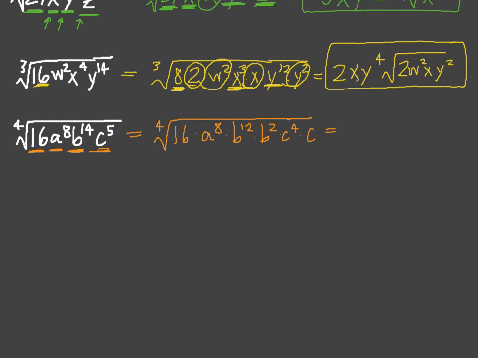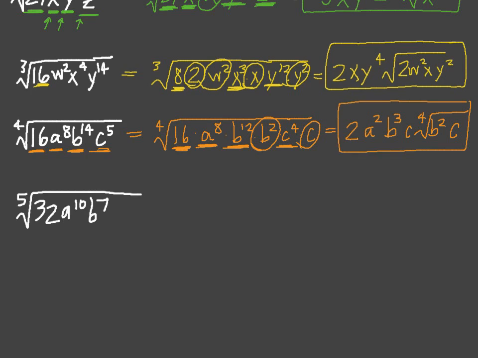All right, so let's see what can come out. The 4th root of 16, like I said before, is 2. The 4th root of a to the 8th, you're thinking, how many groups of 4 fit in there? So 2 groups of 4 fit in there, none left over. B to the 12th, 4 fits into 12 3 times. B squared, there's no group of 4 in there, so that stays behind. C to the 4th, the 4th root of that is just c. There's 1 group of 4 in there. And then this is a leftover. So I need to write the 4th root of b squared and c as leftover.